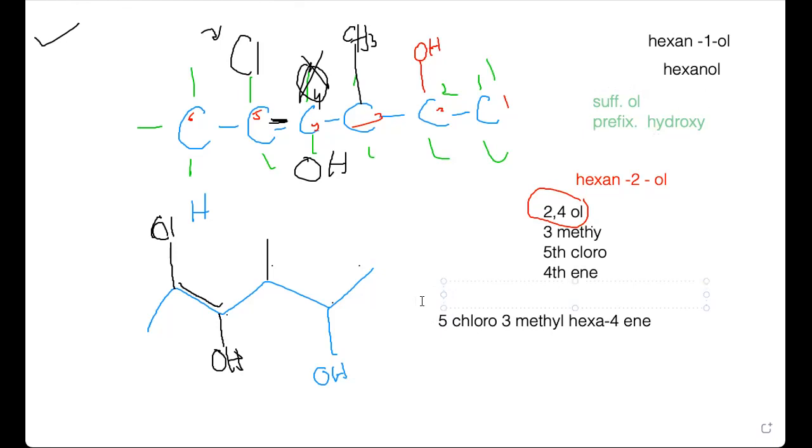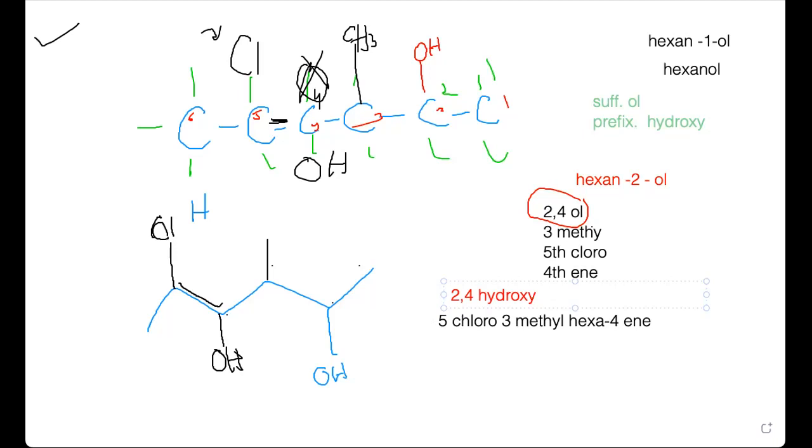You can say that this is 2,4-hydroxy 5-chloro 3-methyl hexene. You can see, sometimes we have to use the prefix. It depends. Or you can do it like this: hexa 2,4-ol 4-ene. That is also good, but this is better. You can see we have the option of using a prefix.